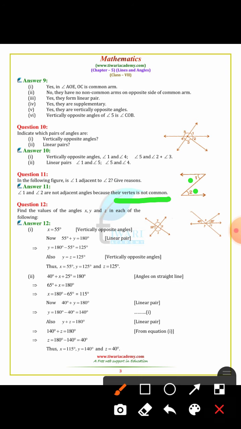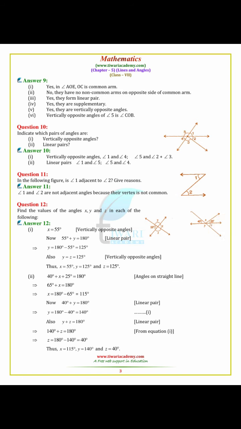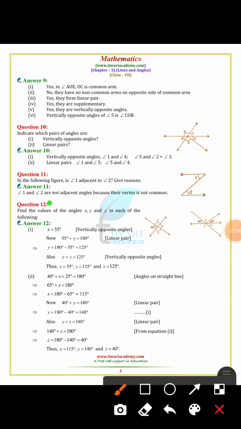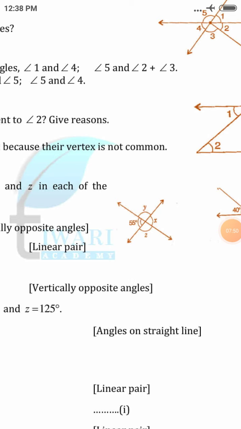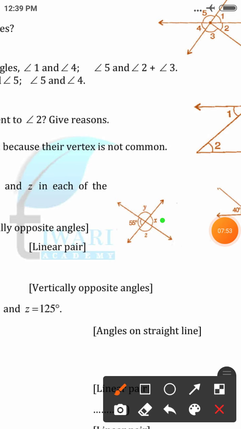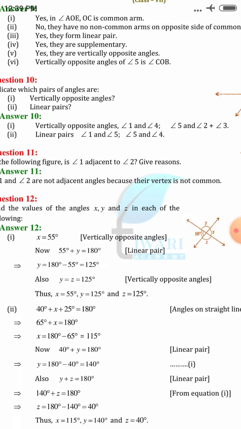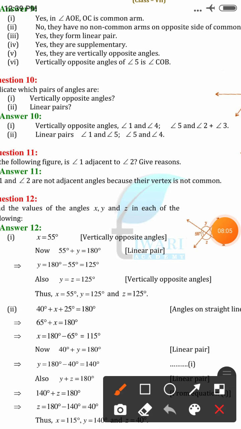Okay, and next we move on to the 12th question, that is, find the values of x, y and z in each of the following cases. Here, in the first figure, this is the x. When observing this one, x is equal to 55 degrees because these are vertically opposite angles. Then 55 degrees plus y, because these are a linear pair of angles. That's why you get that answer.